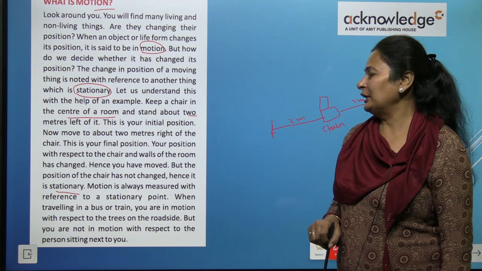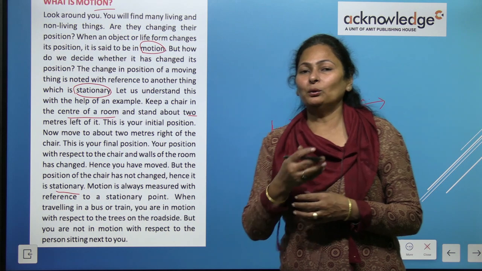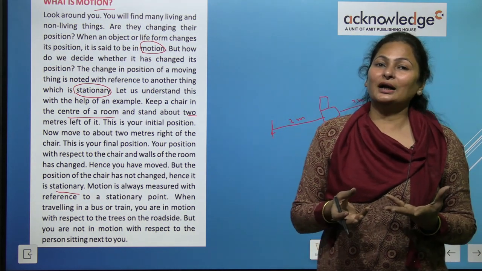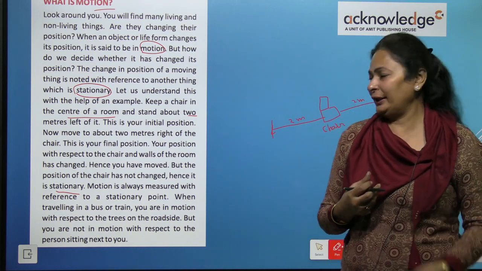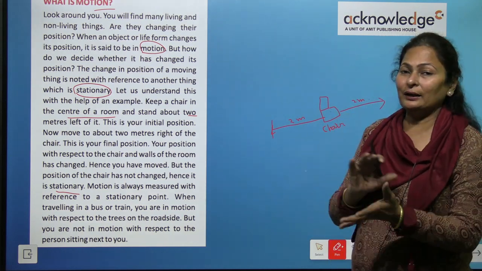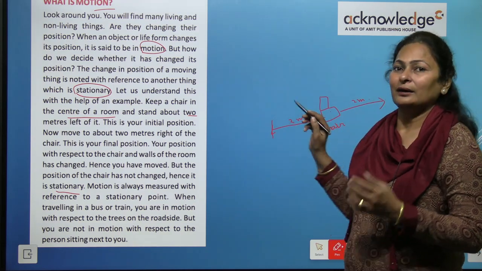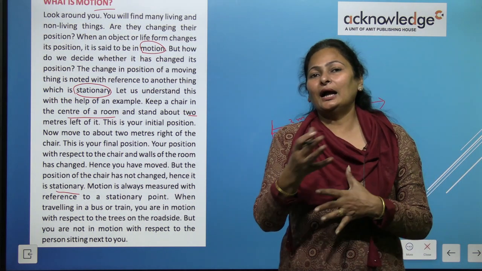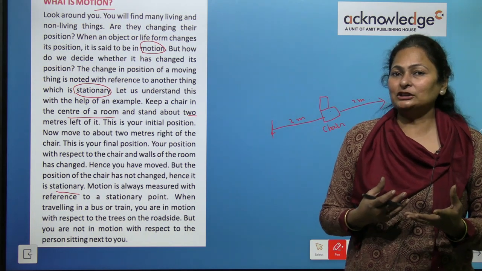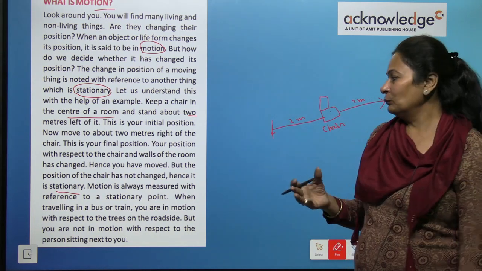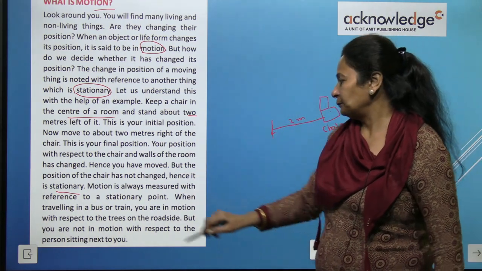Motion is always measured with reference to a stationary point. You are moving, but how do you know that you are moving? As compared to the stationary object, right? So the chair is here. We are comparing the chair with you, right? So you are moving from here to here. The chair is still, it is stationary and you are moving. So we can say that we measure or see motion in reference to a stationary object.